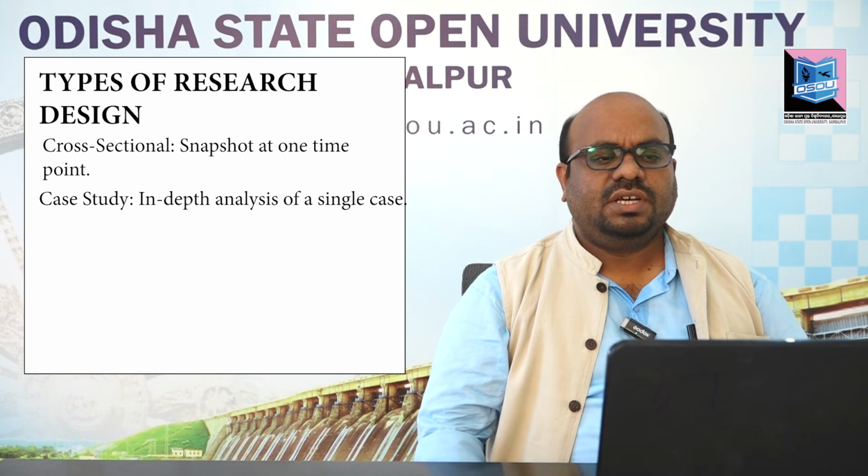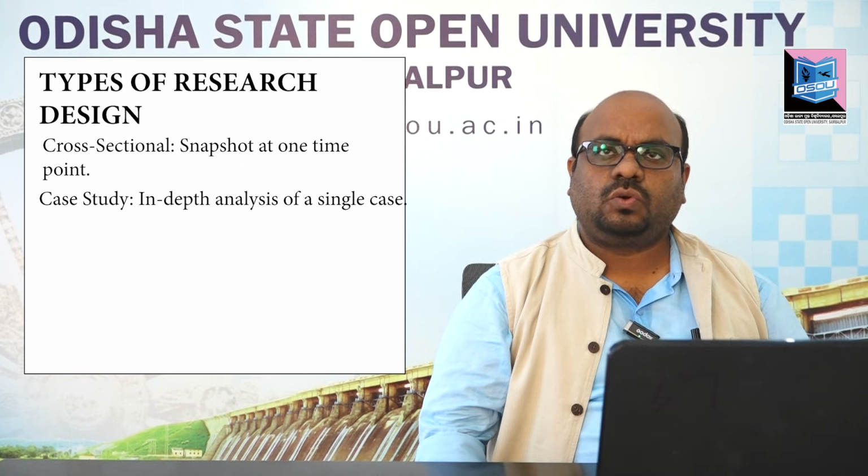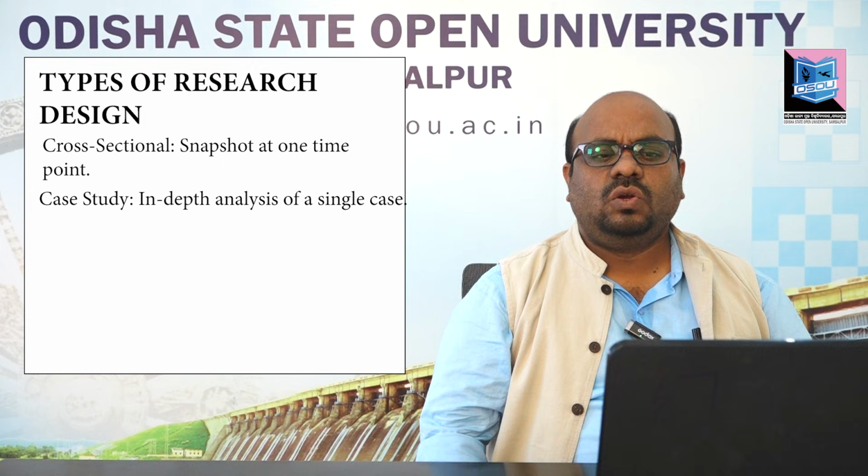Then the sixth one is the cross-sectional research design. This design collects data from people at one point in time. It gives a snapshot of what is happening at that moment, and it is good for comparing different groups quickly. The next one is the case study research design. This design studies a person, group, individual or an event in detail. It helps the researcher understand complex issues by looking deeply into real-life situations.